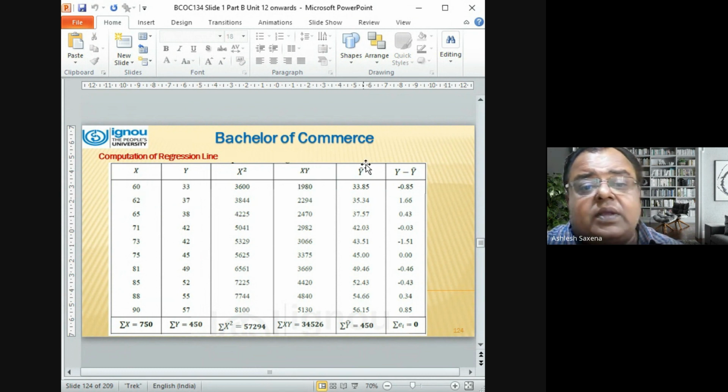Then y bar. How many terms are there? 1, 2, 3, 4, 5, 6, 7, 8, 9, 10. 10 terms are there. Divide this and evaluate all these values. Then y minus y bar. Now y is this minus this. This comes out to be negative 0.85. We will be generating this.